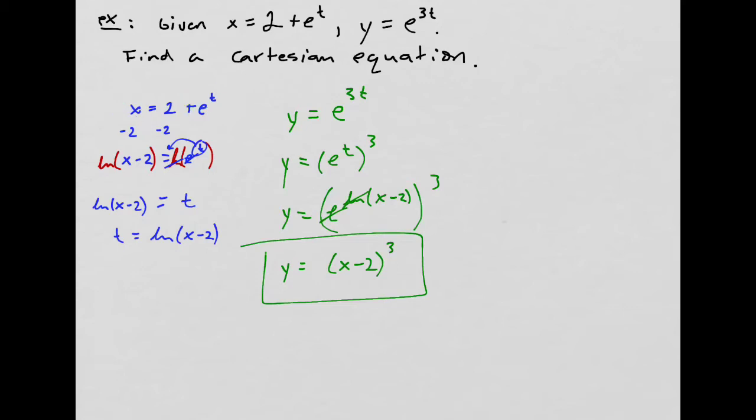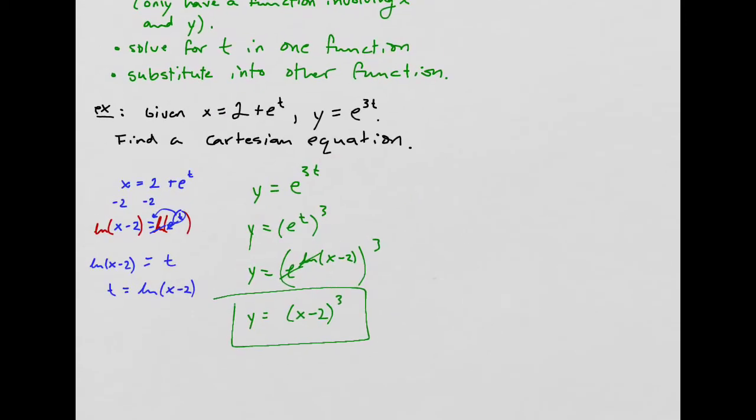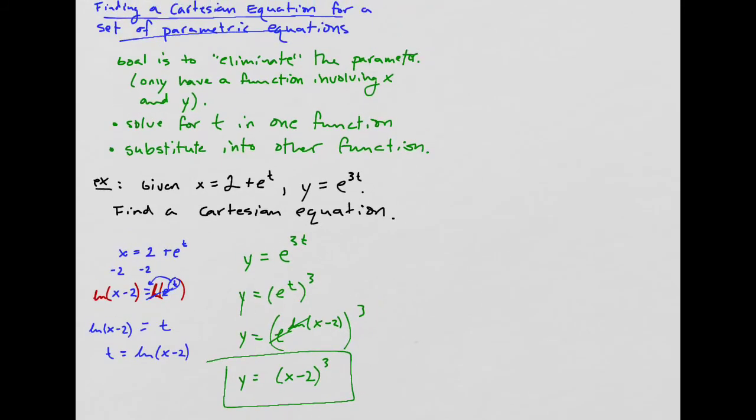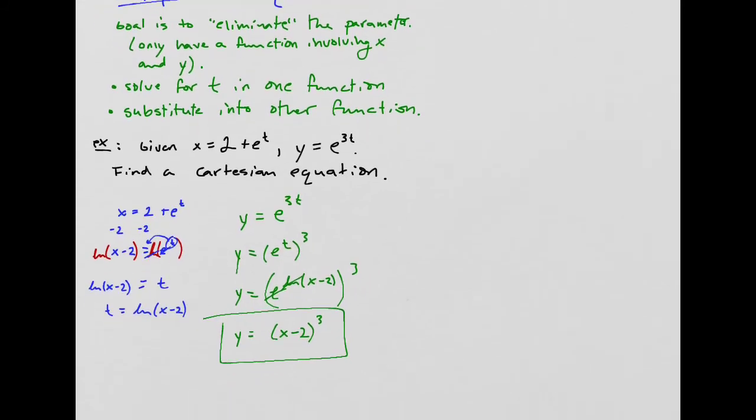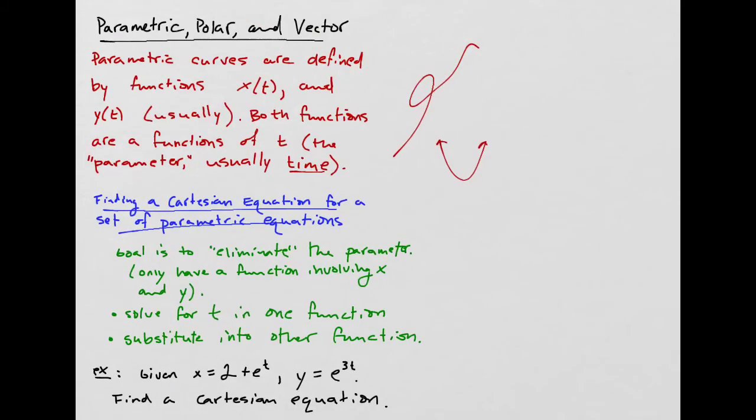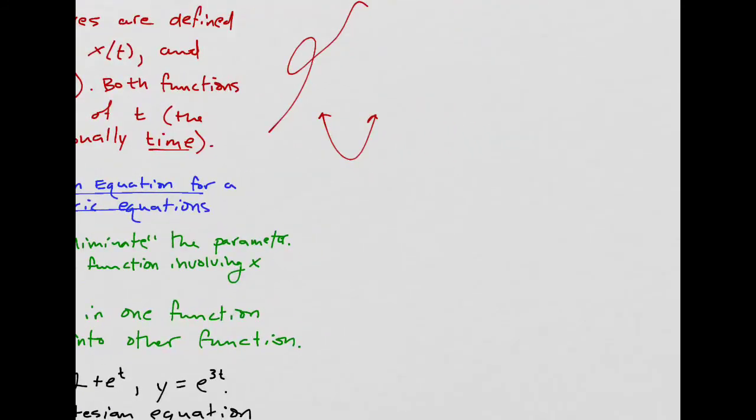So I can see that x is restricted, so that means the domain here is x greater than 2. I can't have 2 either because that would ruin the natural log. So the domain is from 2 to infinity. But that's how you find the Cartesian equation. That's how you eliminate the parameter. It's just those steps right there. Hopefully that's pretty simple. Maybe I'll move this into another video.